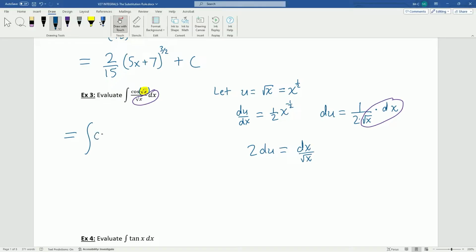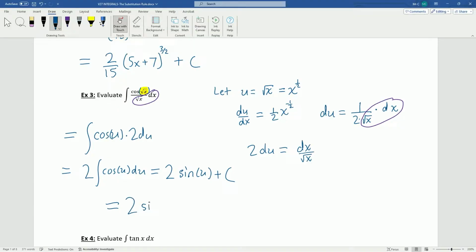So this becomes the integral of cosine of u times dx over the square root of x, which is 2 du. And so I can pull that 2 out in front, and I get 2 times the integral of cosine of u du. And the antiderivative of cosine is sine of u plus c, but don't forget to switch back to your variable x. So this becomes 2 times sine of the square root of x plus c.